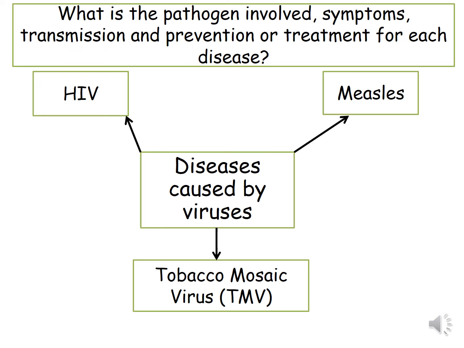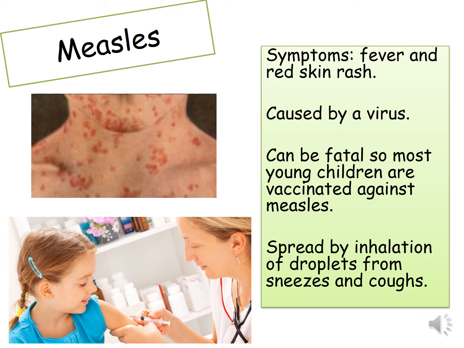Draw a mind map for diseases caused by viruses, so that's HIV, measles, and TMV. What is the pathogen that's involved, symptoms, transmission, and prevention or treatment for each disease? Symptoms of measles include a fever and a red skin rash. It's caused by a virus. It can be fatal, so most young children are vaccinated against measles. It's spread by inhalation of droplets from sneezes and coughs.